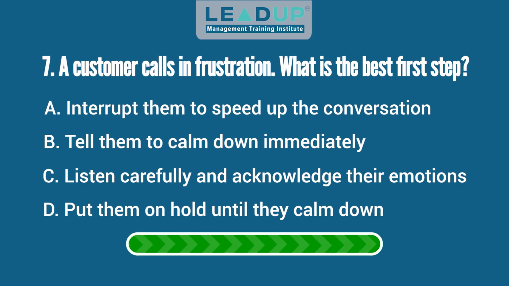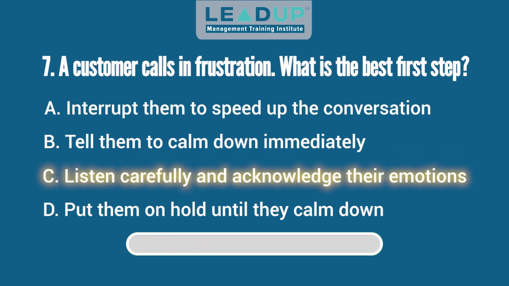7. A customer calls in frustration. What is the best first step? A. Interrupt them to speed up the conversation. B. Tell them to calm down immediately. C. Listen carefully and acknowledge their emotions. And D. Put them on hold until they calm down. Answer: listen carefully and acknowledge their emotions.